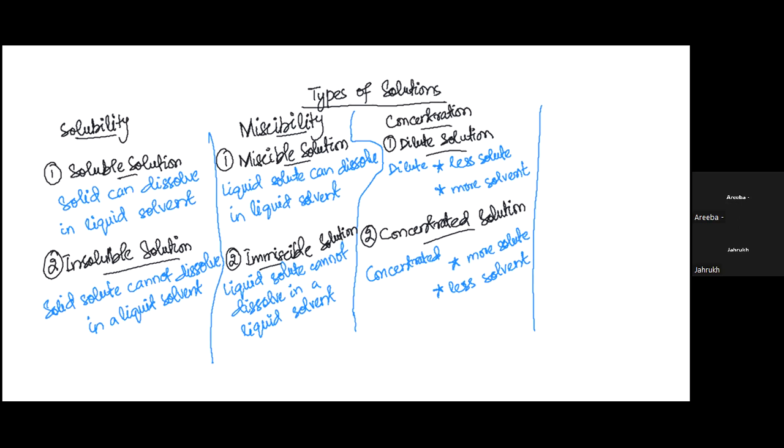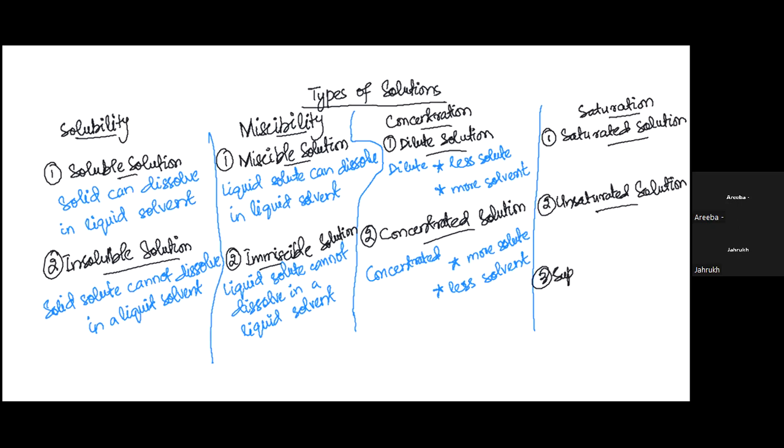So the last one is based upon saturation. Now, this one is a little bit more complicated than the previous one, so we also have more types than we usually do. This one is actually bifurcated into three types: saturated solution, unsaturated solution, and number three is supersaturated solution. I'm going to come up with different examples to make sure that you understand it.